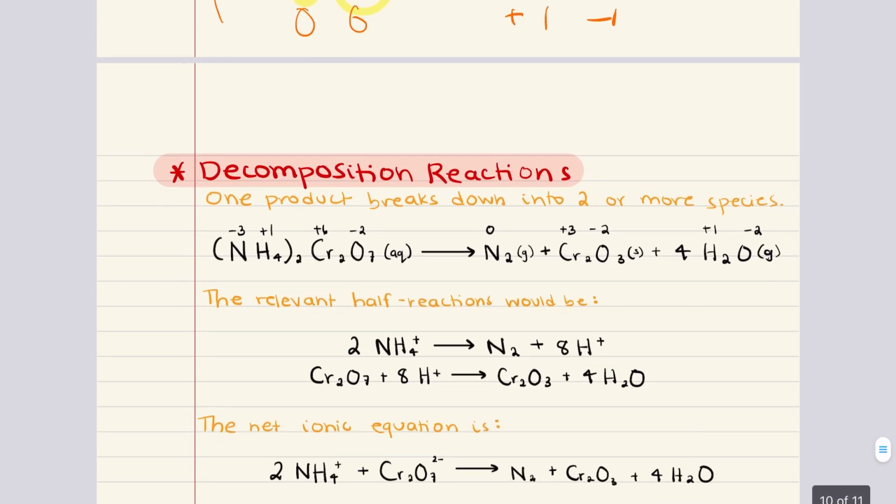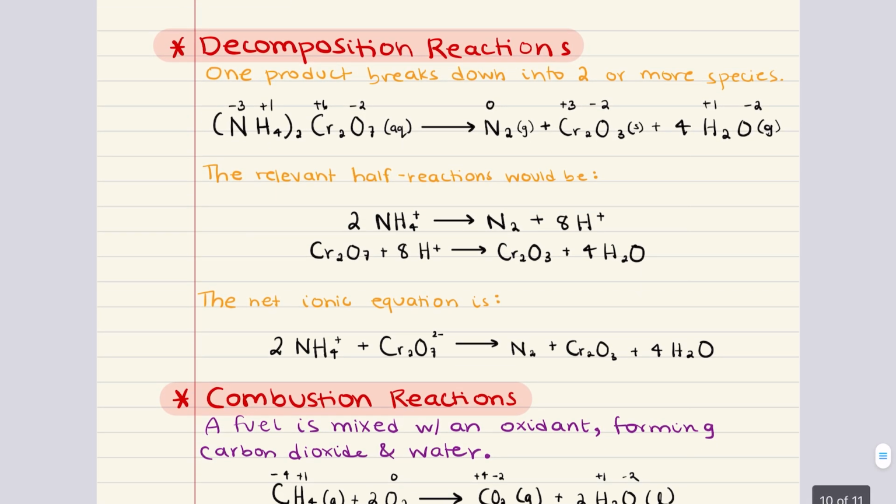Now that we've talked about combination reactions, let's talk about decomposition reactions. This is where one product breaks down into two or more species. Here we're going to look at the decomposition of ammonium dichromate. Let's go ahead and write the half reactions. What you see here is the oxidation half reaction.